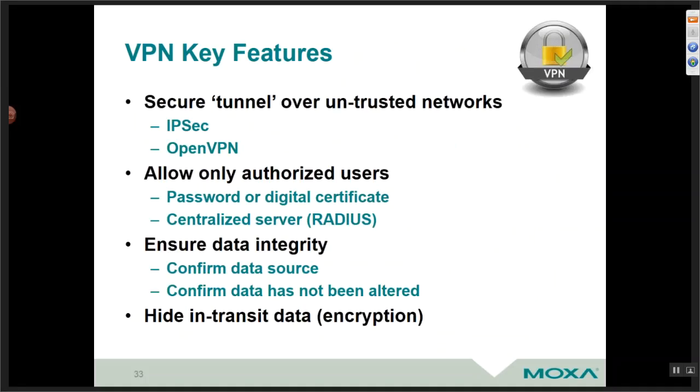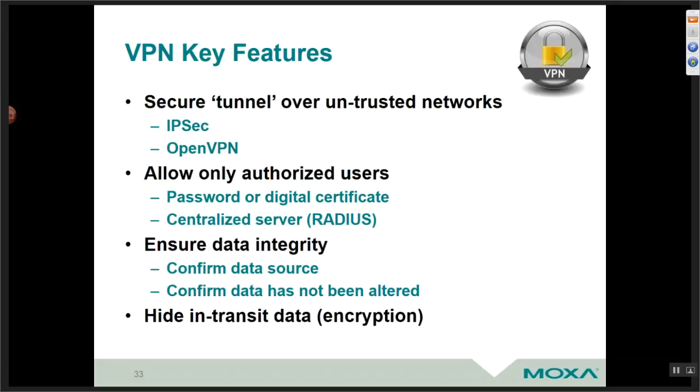Some of the key features of a VPN, there are some standards. IPsec and OpenVPN are the two most popular ones, and they basically just create a secure tunnel over an untrusted network. So you can take a line like the internet, for example, and make that secure by use of a VPN. The great thing about VPNs is they only allow authorized users onto the network.